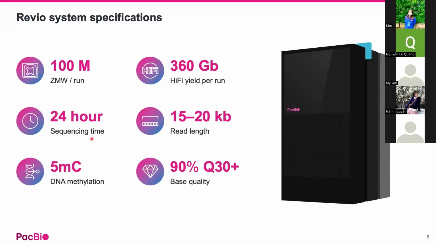And like I mentioned, the read length that you generate will be around 15 to 20 kilobase pairs, and it will be 99.9% accuracy, which is Q30. And you will get the 5mC data together from the sequencing run itself.